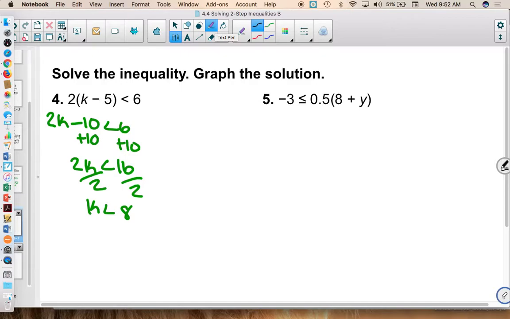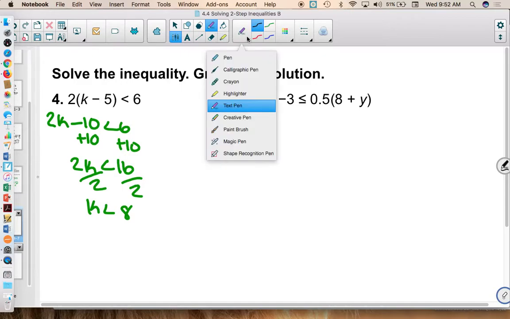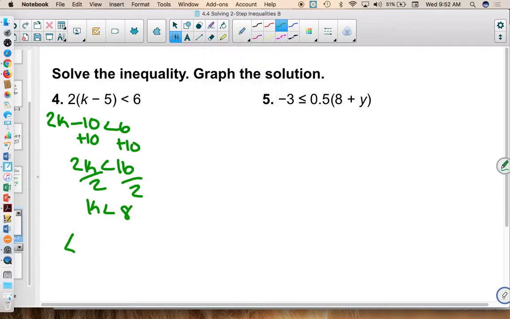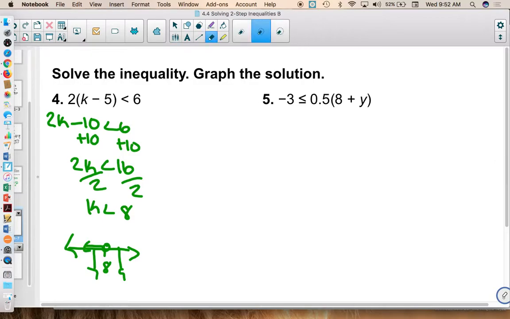Just try it again. Oh, it's a text pen. Got the pen. Right there. That's still really small. That's okay. Just do it. Last thing. All right. She says k is less than 8. She is correct. And it is graphed correctly.